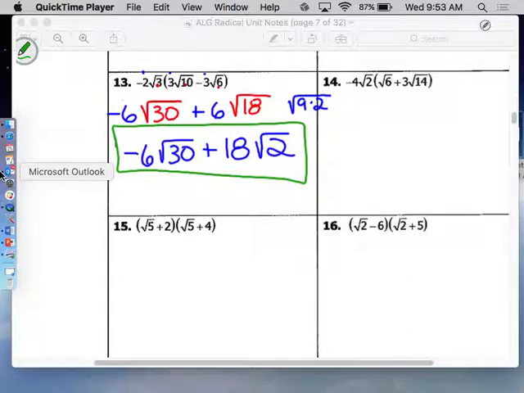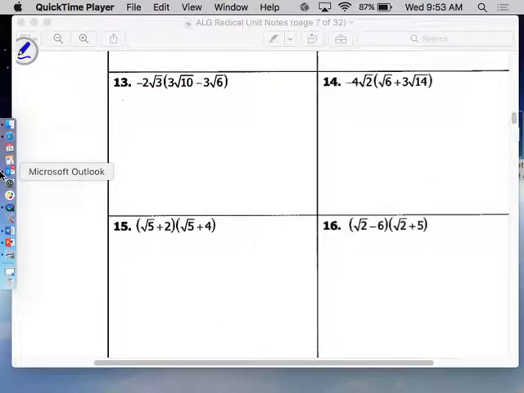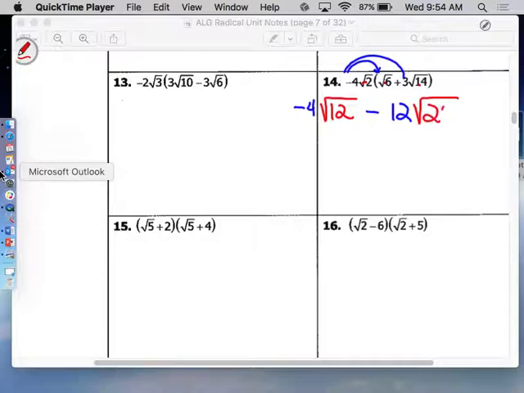That would be my simplified expression for that problem. Let's look at number 14 together. And number 14, well, I've got negative 4, and there, you would think of a 1 being in front of the radical 6, so I don't have to worry about that. So I just simply have negative 4, and then for the radical portion, radical 2 times radical 6, giving me radical 12. And then I would have negative 4 times 3, so that gives me negative 12. And then combining the radical component, I would have 2 times 14 giving me radical 28.